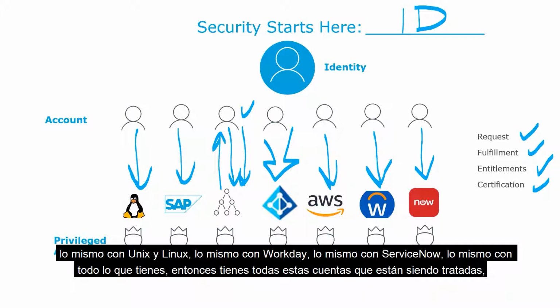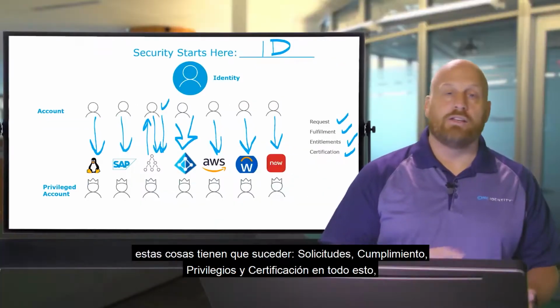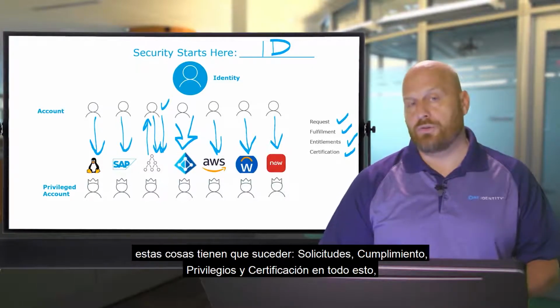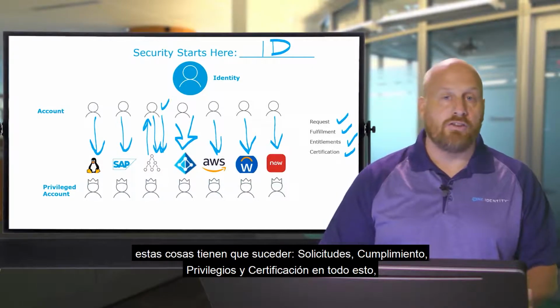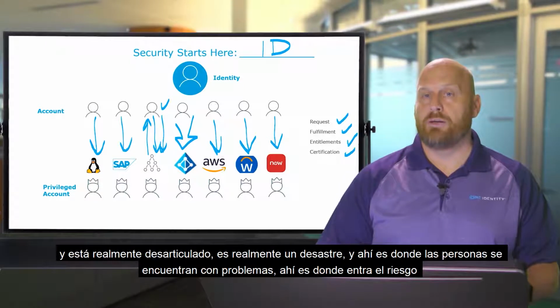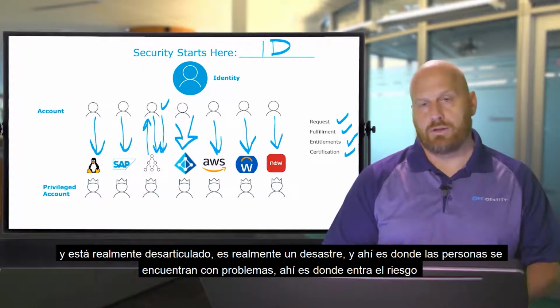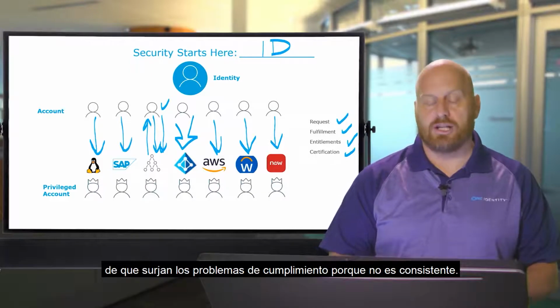So you've got all these accounts that are being dealt with. These things have to happen: request, fulfillment, entitlements, and certification across all this stuff. And it's really disjointed, it's really a mess, and so that's where people run into trouble. That's where the risk, that's where the compliance troubles come in, because it's not consistent.